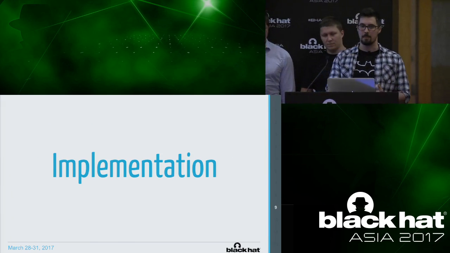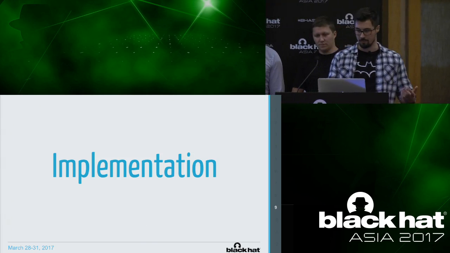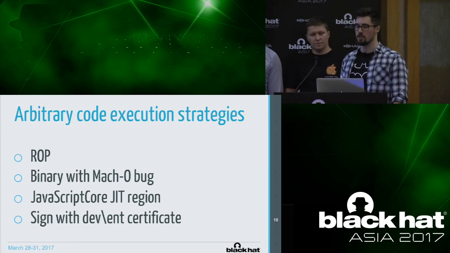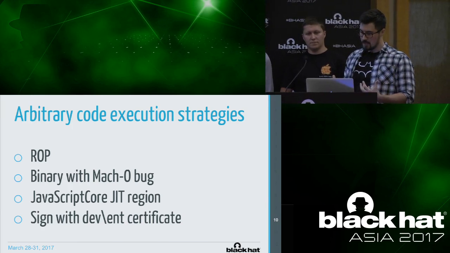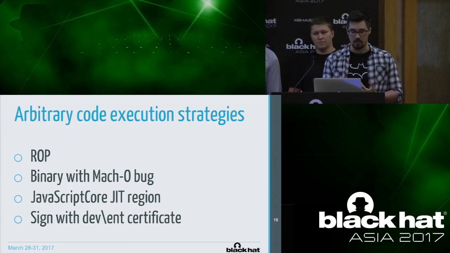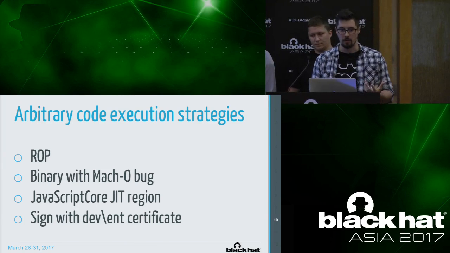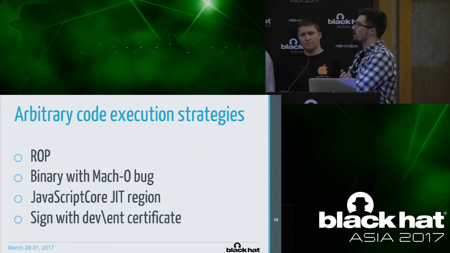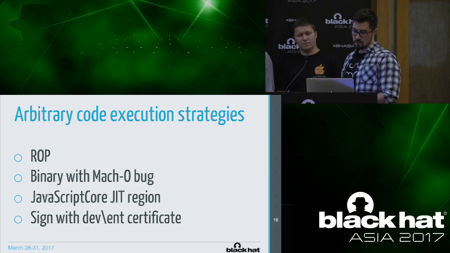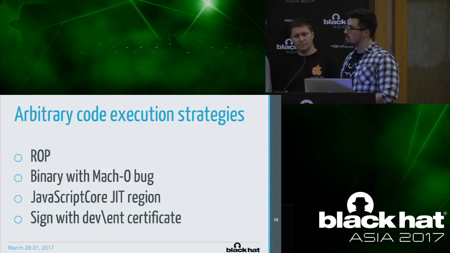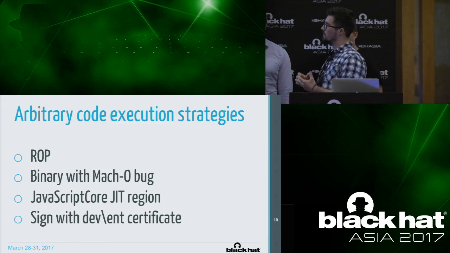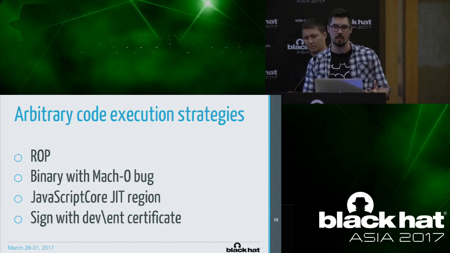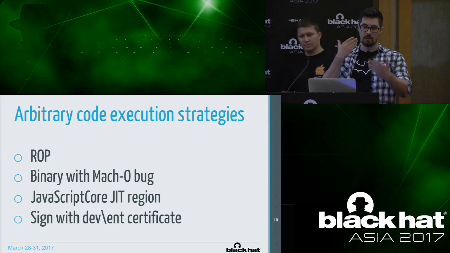We want to show a step-by-step guide on how to make a jailbreak at home. I will start with arbitrary code execution strategies, or how to bypass initial code signing checks. First of all, there are well-known techniques, like return-oriented programming, which is well documented, and I will not focus on it too much. The next thing is the binary with matcher bug. The main idea is to exploit the dynamic linker and hide an executable segment by overlapping it with a non-executable one.